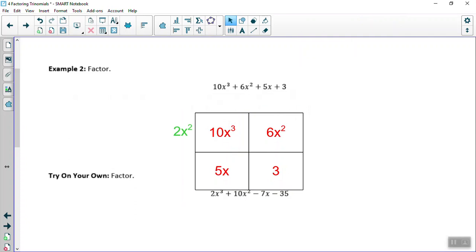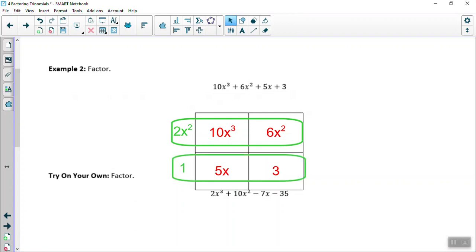This one here has nothing in common. The only thing that I can divide both of them by is a 1. I can't divide 5 and 3 by any other number, and they don't both have an x or a variable. So 1 is the only thing that can divide into both of those. So we pull out that 1. All right, so now that was looking at those rows. Now let's look at the vertical, at the columns.